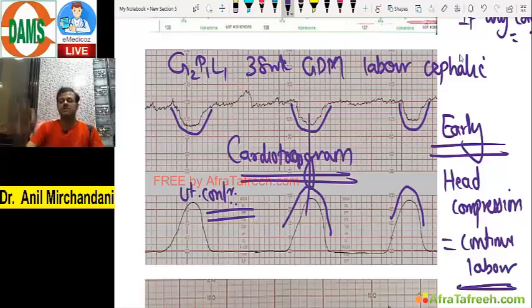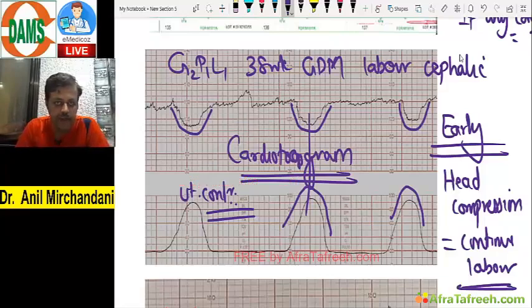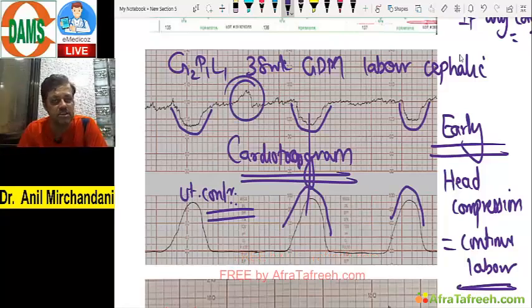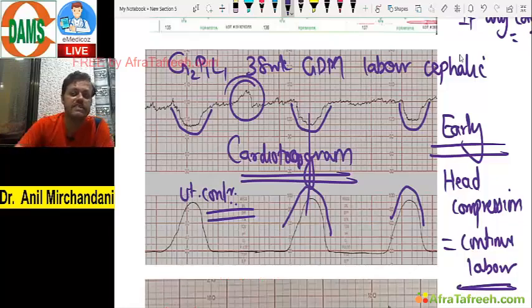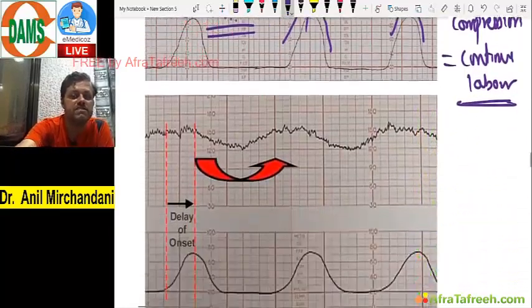Yeah, this is physiological. This has to happen, because the head gets compressed in labor. Are there accelerations? Yes, acceleration is also seen, but in labor we don't give much importance to acceleration. Even if accelerations are not there, we are happy if there are no late or variable decelerations. So yes, this is early deceleration. Head compression is the reason.